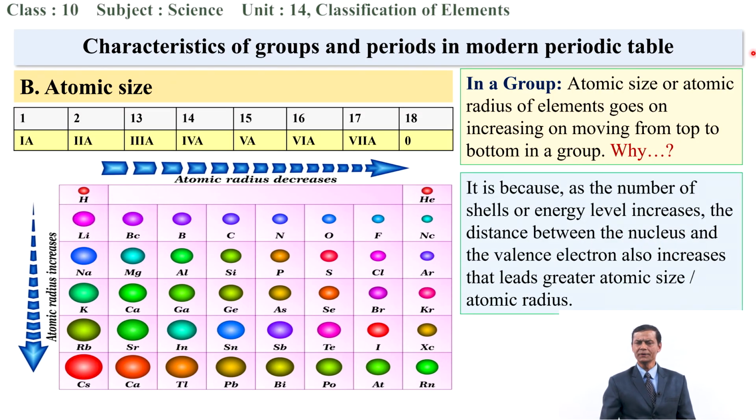Now, it is because as the number of shells or energy levels increases, the distance between the nucleus and the valence electron also increases. That leads to greater atomic size or greater atomic radius, which I have shown on the board, isn't it? So lithium, sodium, potassium. Potassium has the greatest atomic size among the three.